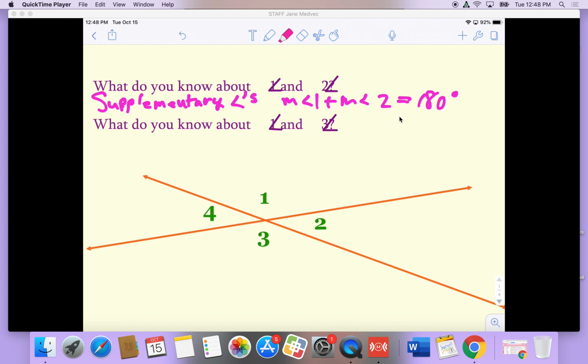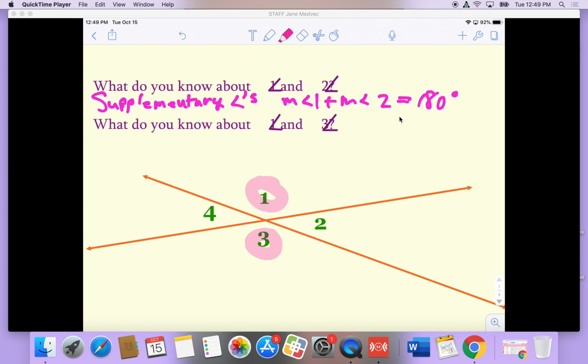Okay, good. Let's take a look at angle 1 and angle 3. So here's angle 1, here's angle 3. What do I know about them? They look obtuse. They do. I'm looking more at relationships with each other. They're opposite. They have a special name, though. Symmetrical. Good guess. They're not symmetrical. It starts with a V. They're vertical angles.